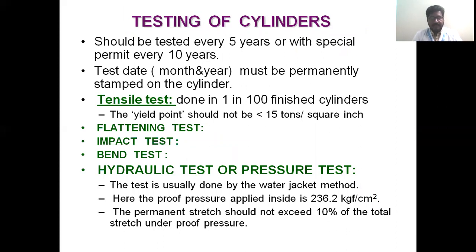Before using the gas cylinders in the anesthesia machine, the cylinders are tested every 5 years, or with a special permit every 10 years. The test date, comprising month and year, must be permanently stamped on the cylinder. The following are the different types of tests used to test the tensility, the durability of the cylinder: namely the tensile test, which is done in 1 in 100 finished cylinders, and the flattening test, impact test, bend test, and hydraulic pressure test.